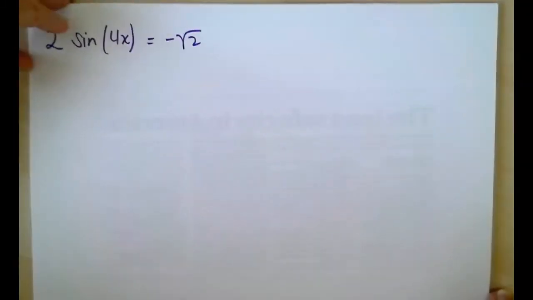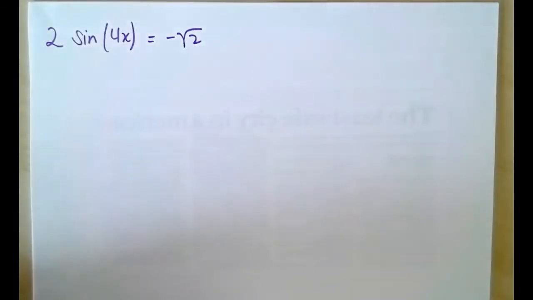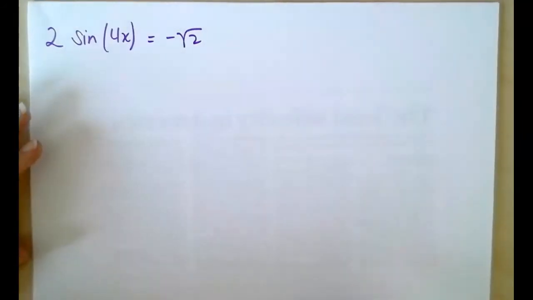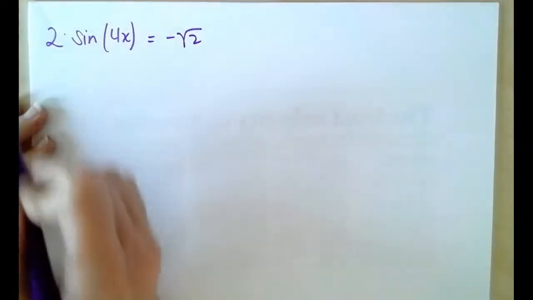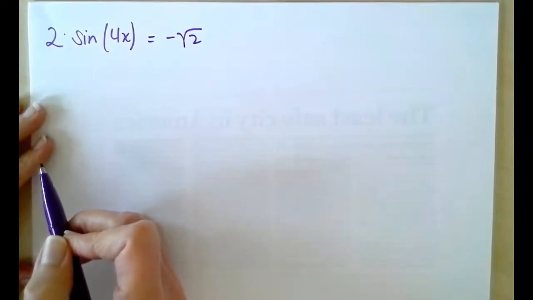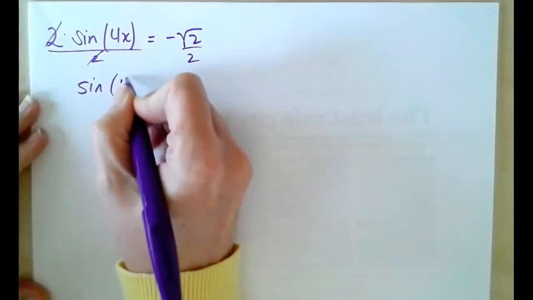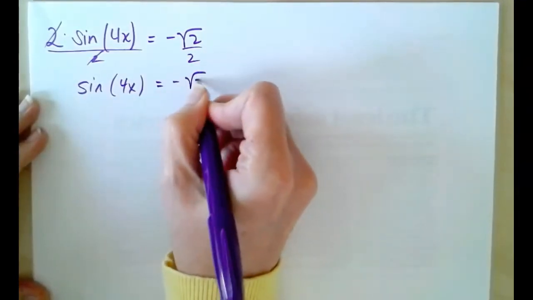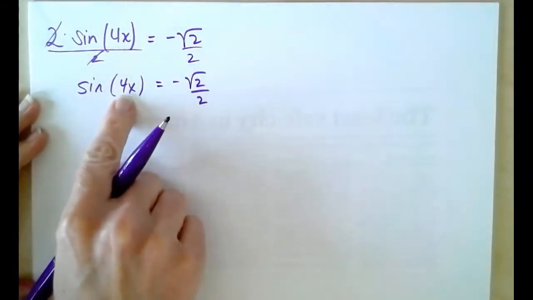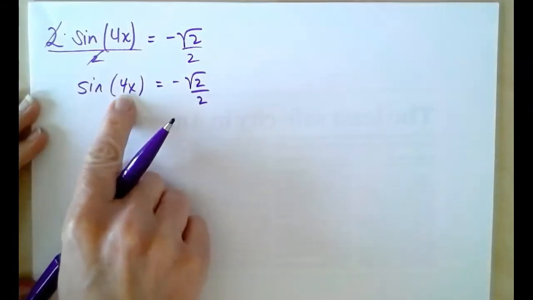Last problem. And we talked today in class about anticipating the number of answers that we're going to have. So here we have 2 times sine 4x equals negative root 2. Divide by 2, divide by 2. Remember, we're isolating that trig function. And I am anticipating 2 times 4 answers, 8 answers.